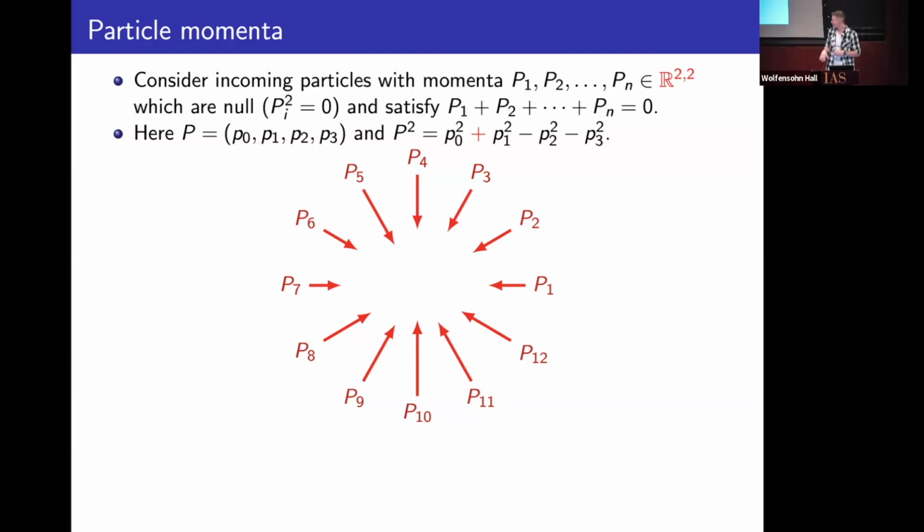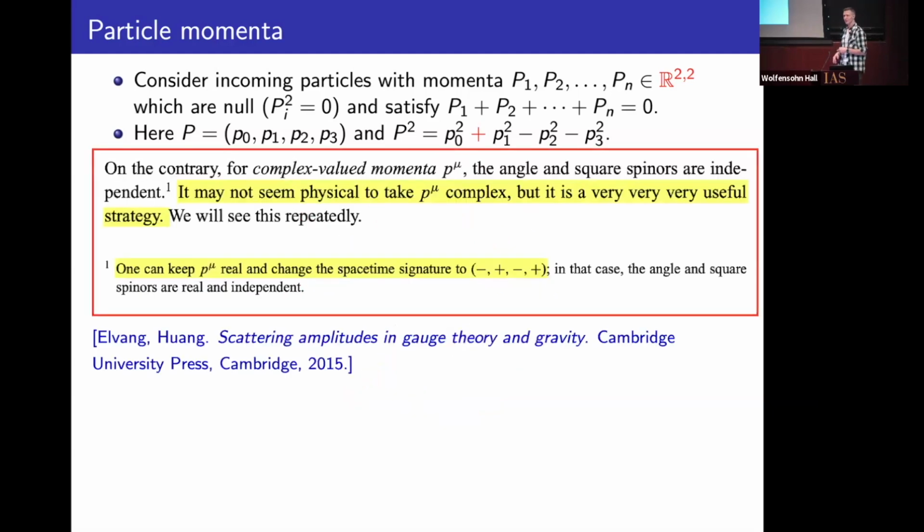I don't know. 2-dimensional time may be counterintuitive, but I have a screenshot from a physics textbook, which tells you that it may not seem physical to take these. I mean, basically, if you work over complex numbers, then any 2 signatures are the same. So yeah, it may not seem physical, but it's a very, very, very useful strategy. And they even recommend switching to the signature with 2, 2, because then some kind of angle and square spinors become independent. So that's exactly what we're going to do.